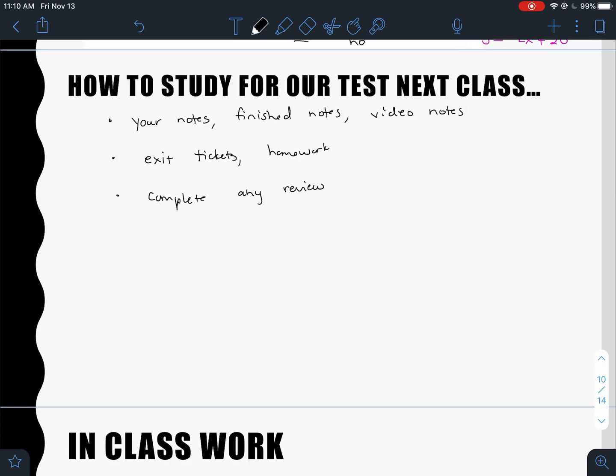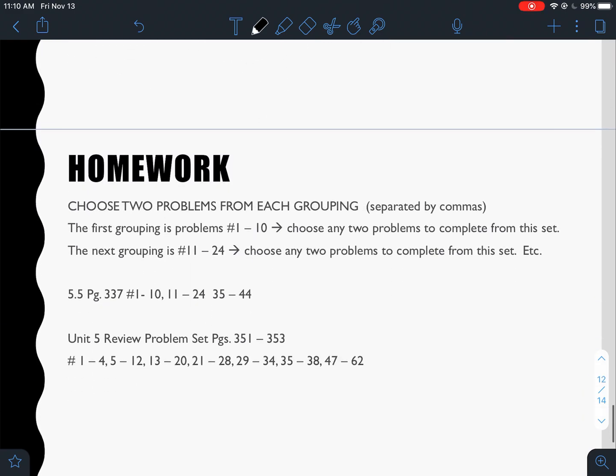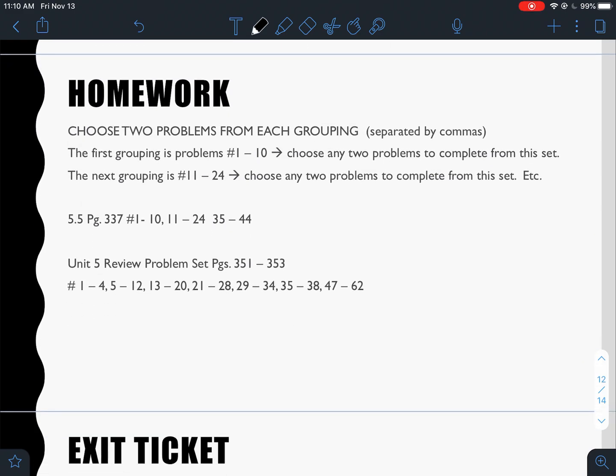So you will have bookwork. You'll have a review problem set from the book. You will have a review problem set on Socrative, and then there might be other things to review. So complete any review assignments, from the book and from Socrative. And then make sure you review for your spiral section as well. So here is the bookwork. If you have any questions, let me know.